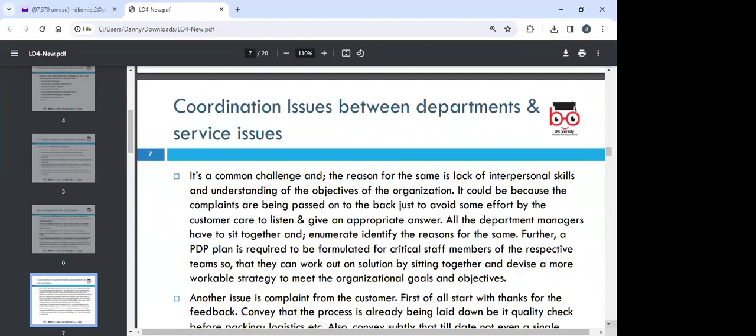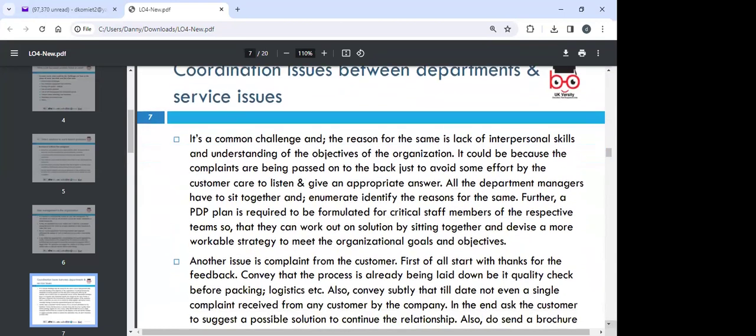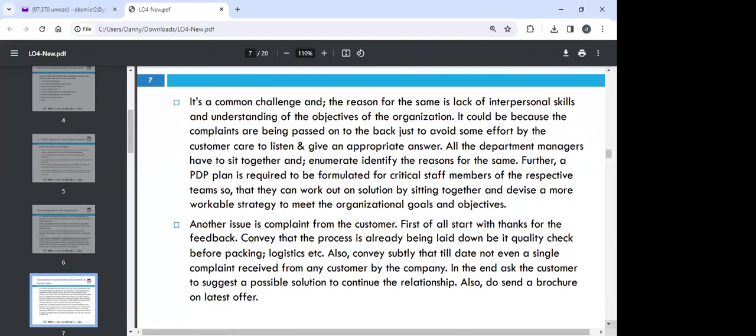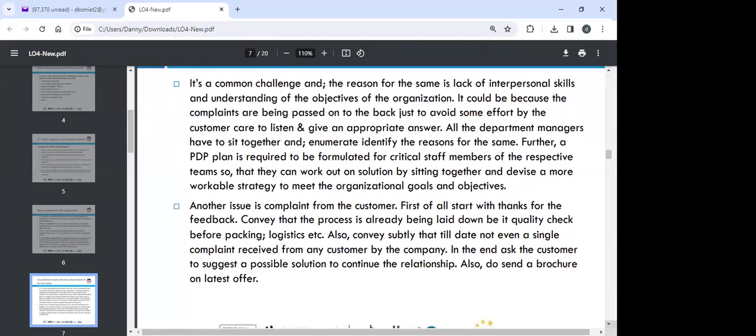Coordination issues between departments and service users are a common challenge, and the reason for the same is lack of interpersonal skills and understanding of the objectives of the organization. It could be because complaints are being passed back just to avoid some of the effort to listen and give an appropriate answer. All department managers have to sit together and identify the reasons for the same.